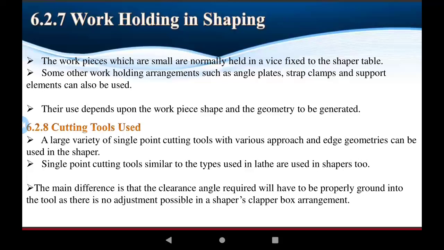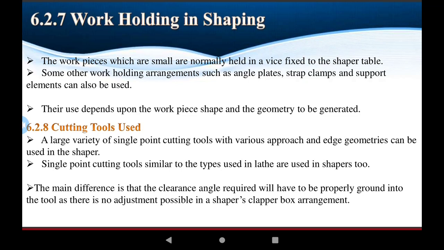Single point cutting tools are similar to the types used in a lathe and used in the shaper. Both the lathe machine and the shaper machine are single point cutting tool machines, and very strong machines. The main difference is that the clearance angle required has to be properly ground into the tool, as there is no adjustment possible in the shaper, compared to the lathe's box arrangement.